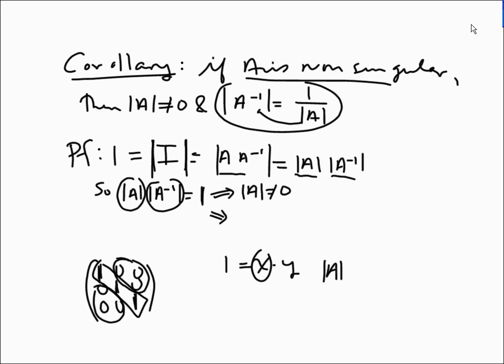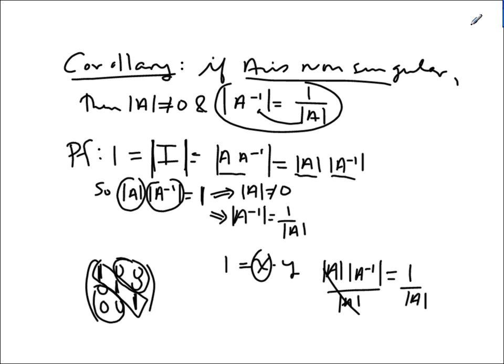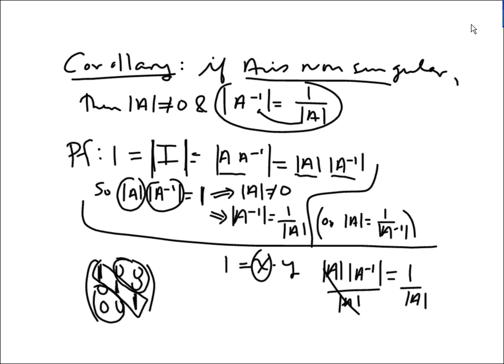Okay, well, if I divide both sides by the non-zero number, determinant of A, I get that. The determinant of A inverse is just the reciprocal of the determinant of A. Of course, the determinant of A is 1 over the determinant of A inverse. Okay. And this is all you need for your proof. In fact, there's the proof right there.